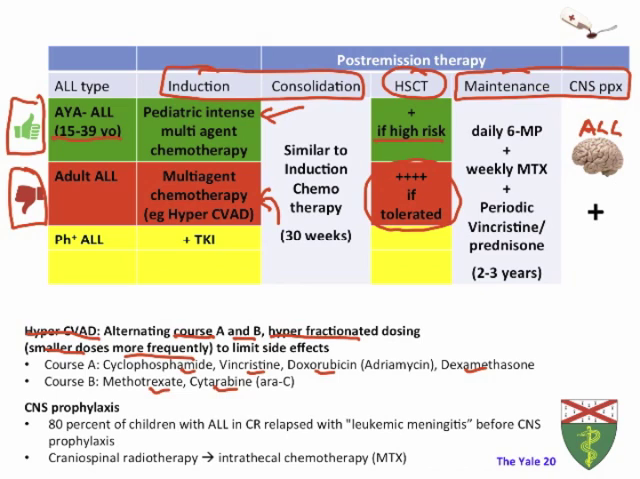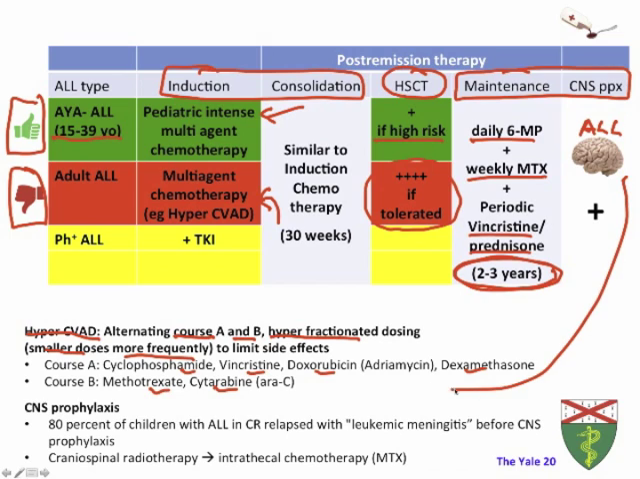And they get that normally with daily 6-MP, weekly methotrexate for CNS prophylaxis, as well as sometimes vincristine and prednisone. And that goes on for 2 to 3 years. So they need chemotherapy for quite a long time. Again, the center point to remember is they need CNS prophylaxis.